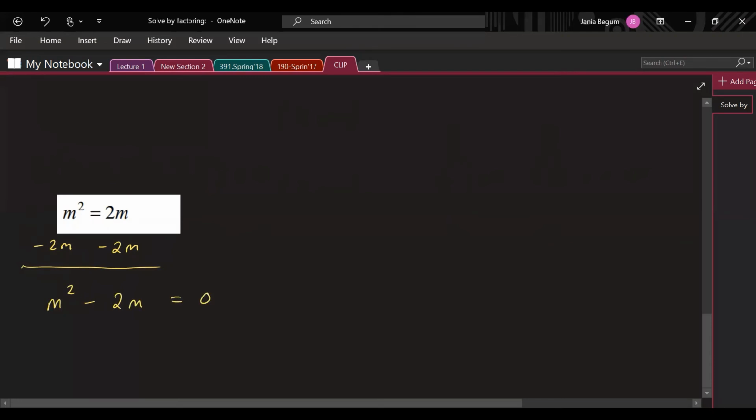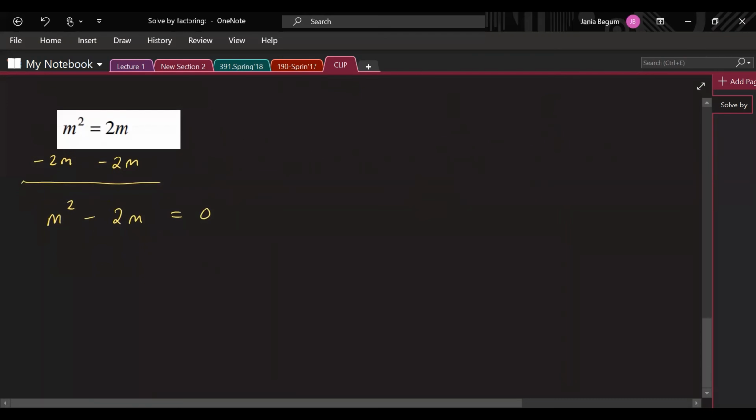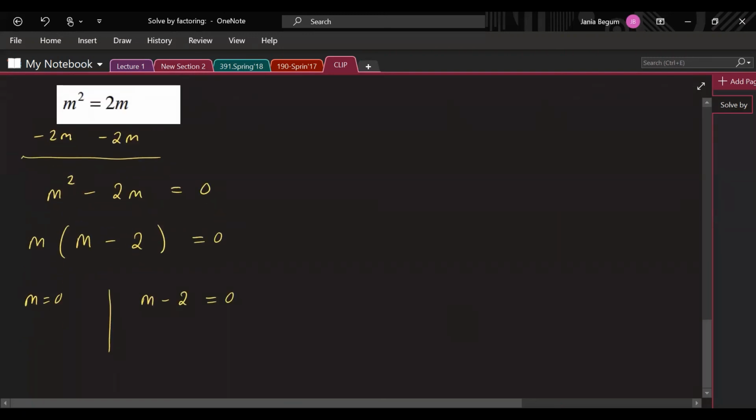And now we can use factoring to solve for m. So again, pull out a GCF. So m times m minus 2 equals 0. And again, we set each factor equal to 0. So we have m equals 0, and we have m minus 2 equals 0. And then by solving each one of them independently, we get our solutions for m.